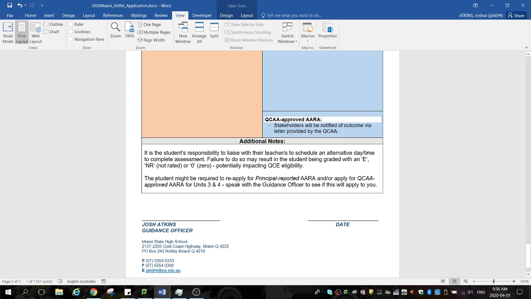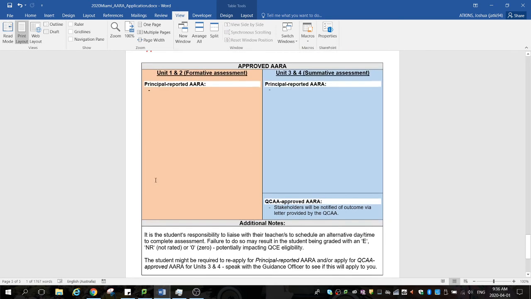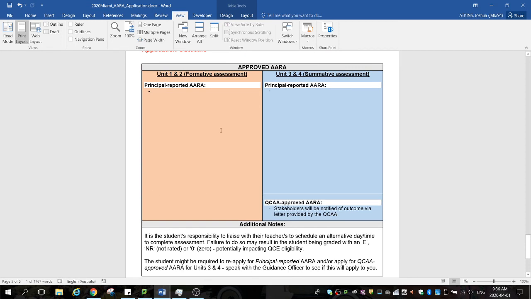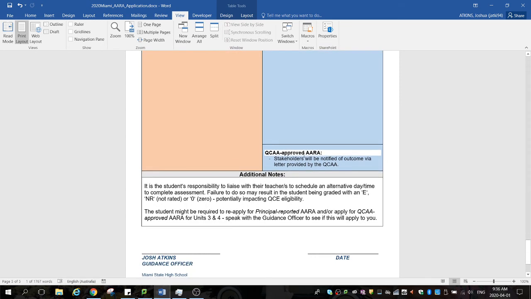The final point there is if a student receives AARA for Units 1 and 2, it won't automatically transition or apply to Units 3 and 4. So students will need to reapply for AARA for Units 3 and 4. So please come and see me regarding that too.